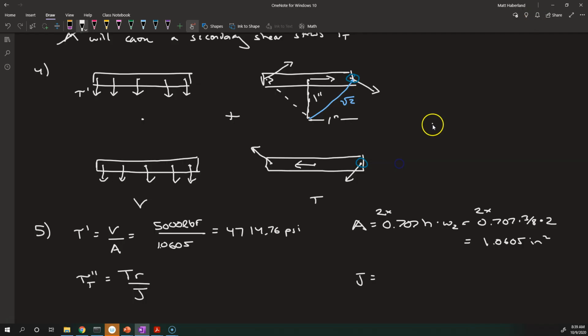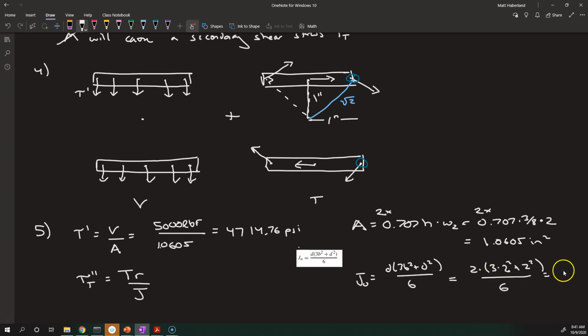And this is JU. We'll see why that's important in a second. D times 3B squared plus D squared all over 6. So that is 2 times 3 times 2 squared plus 2 squared all over 6. That's 5.333, and what are the units here? D and B squared, D and D squared. This is inches to the third.